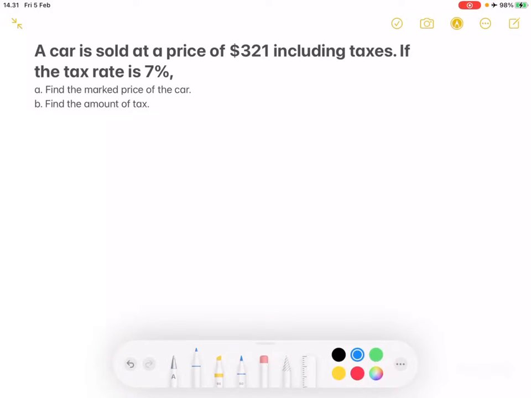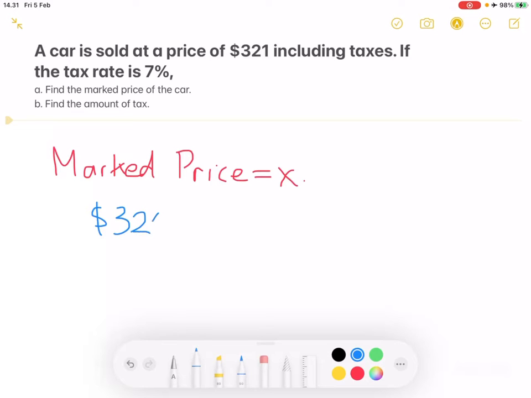Alright, we can just set up an equation like here. However, we want to suppose a variable. So let's say the market price will be X. Notice that $321 is the price, whatever the price is, in this case X, increased by 7% times X, since we're dealing with percentage increase and taxes.